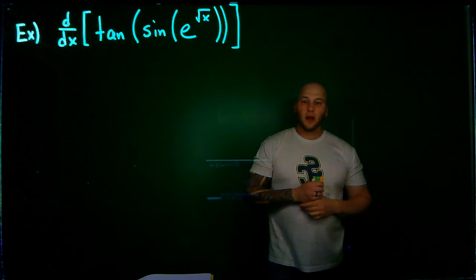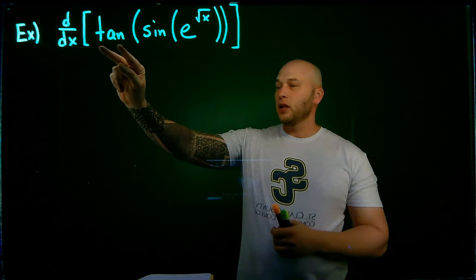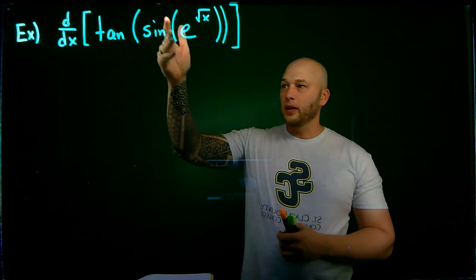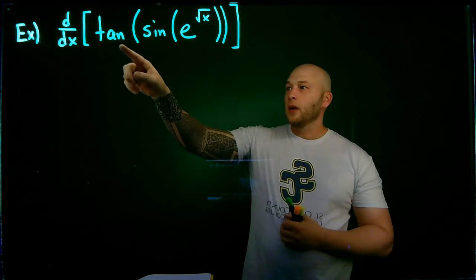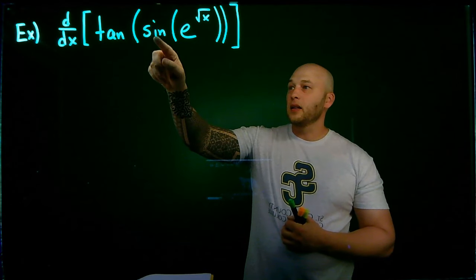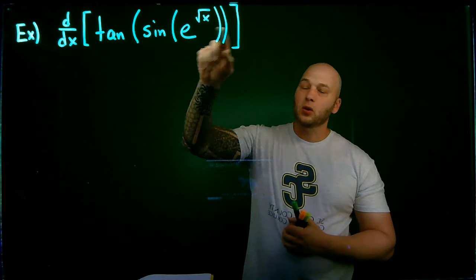All right. Well, first of all, let's recognize that this has compositions. I've got tangent as my outside function. I've got something plugged into that. Plugged into is just another way to say it's a composition. So inside of the tangent, I've got a sine. Inside of sine, I've got the natural exponential. Inside of the natural exponential, I've got the square root function.